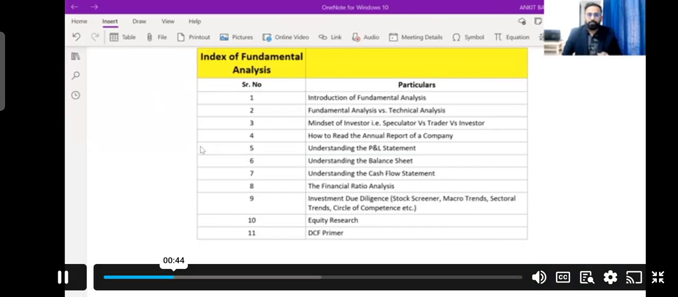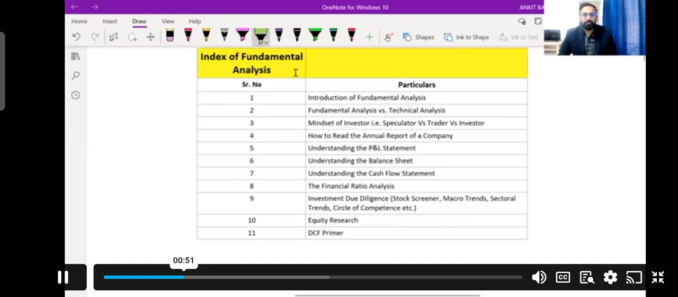So basically in this topic, I will be covering all the topics related to fundamental analysis, and I will also take practical and live cases for your better understanding. So quickly I will show you the index of what topics I will be covering. You can see the index here. I have drawn the index of fundamental analysis.